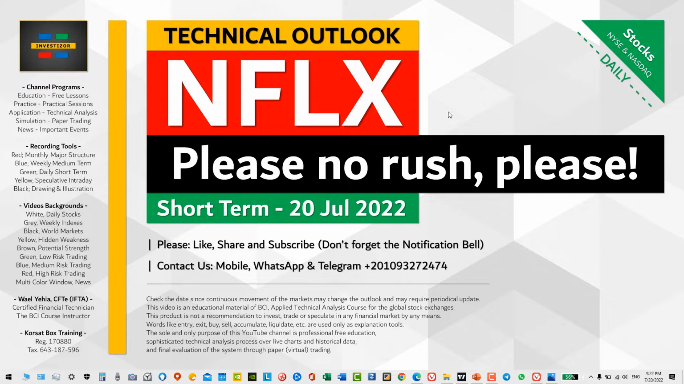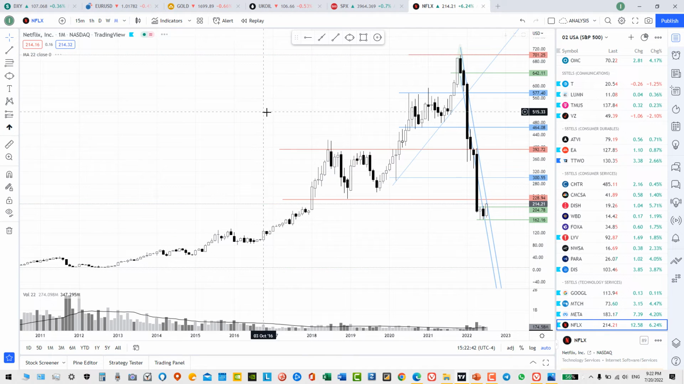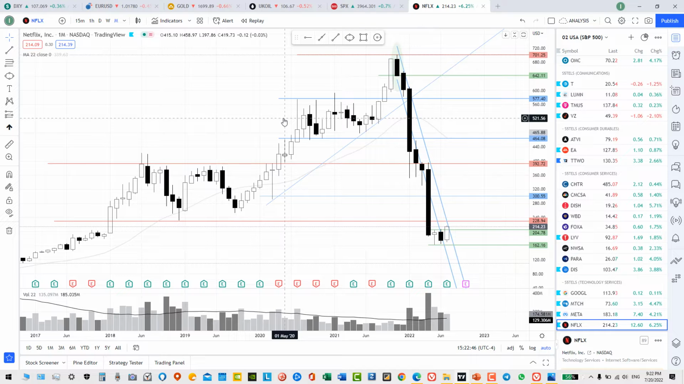In this video, we will apply the classical technical analysis method to Netflix over the short term. But as usual, let us start with the major structure over the monthly chart. Of course, it's clear that over the monthly chart, the structure is negative and all major monthly supports are broken.